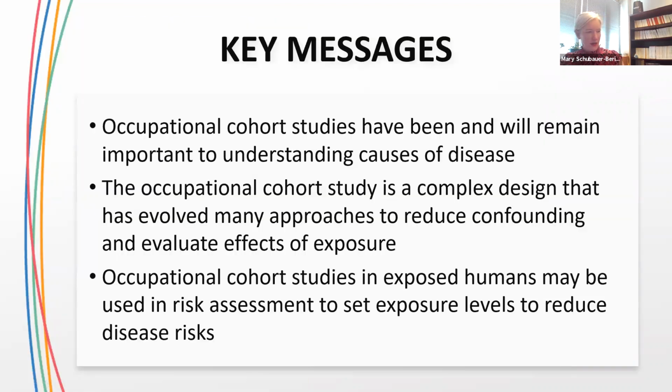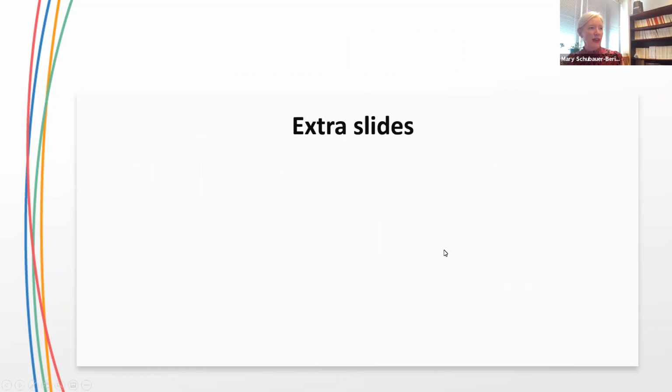Key messages from this part of the lecture: occupational cohort studies have been and will remain, I'm convinced, important to understanding causes of disease. This is a complex design. I hope you've taken this away, that your simplistic understanding from Epi 101 of what a cohort study entails has been enhanced by this discussion. And these studies in exposed humans are incredibly important for risk assessment, not only for the workplace, but for environmental exposures as well. And with that, I'll stop.